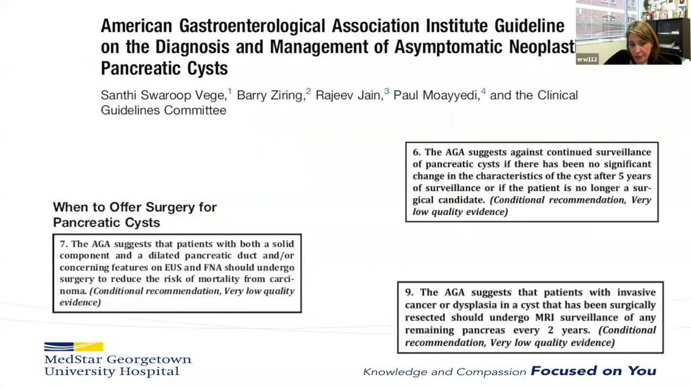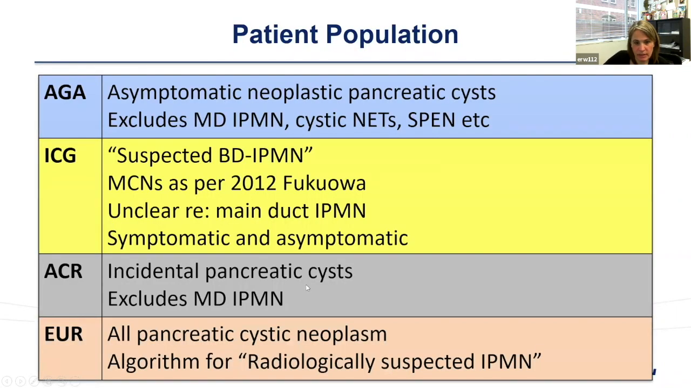Okay, then there's the AGA. I thought I'd just show you how they do it. They basically just have summary of the evidence, and then they make isolated recommendations that look like this. So let me just compare the patient populations for you. Let me just make sure this patient's okay.